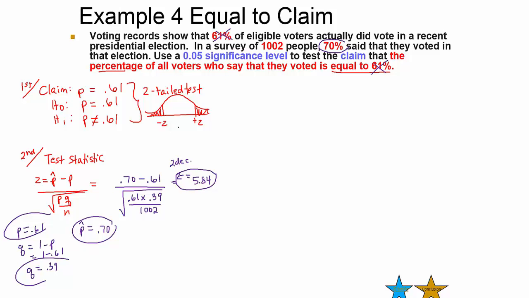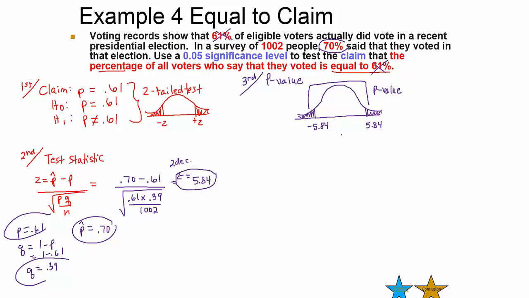Okay. Third step is to figure out the p-value. So I'm going to draw a picture now. Because this is an equal to claim, I have a two-tailed test. So really what I have is I want to plot positive 5.84 and also the negative 5.84. With symmetry, we have the two signs of the test statistic going on. And the p-value is the combined area in both of those tails.